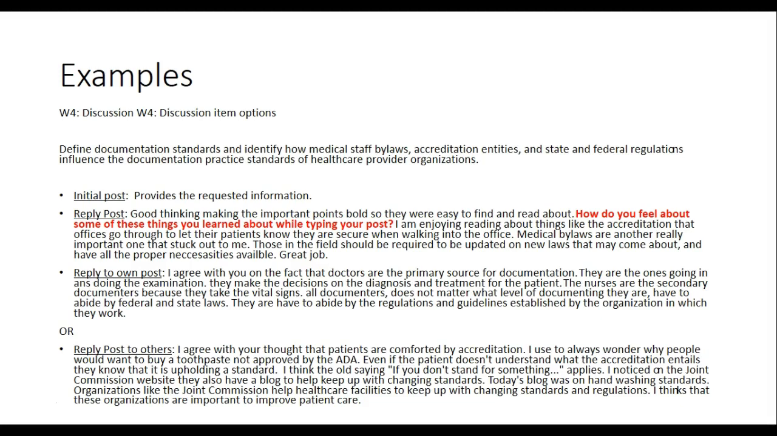There's a reply to your own post. You know, I agree with you on the facts that this and that happened with the documentation. Or you're going to reply to another person's post where you're saying, you know, I agree that this is what I found, and onward. So those are kind of the examples of how that would play out for that discussion. These discussion posts need to have some kind of research based on what you're saying. I don't put word counts on these because I leave it up to you to make sure that it is substantial. I'll show you where you find the grading rubric, and you should read through that to see what I'm looking for in your posts.